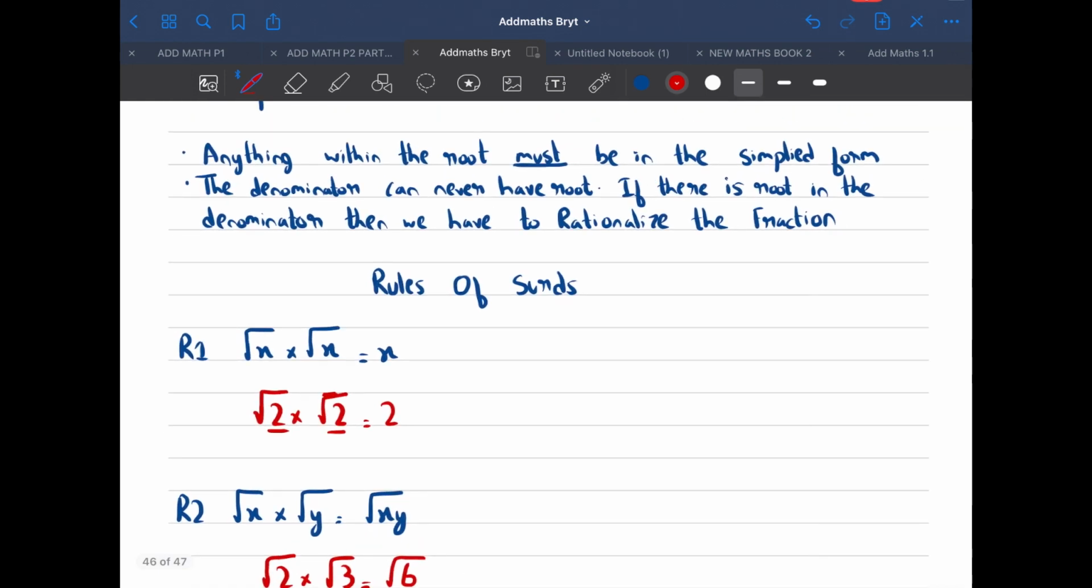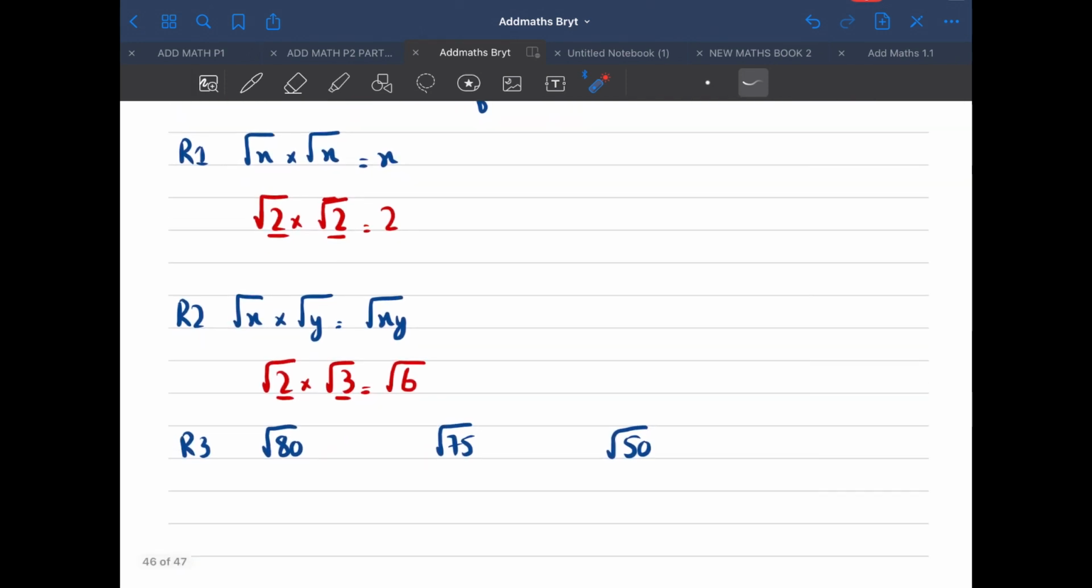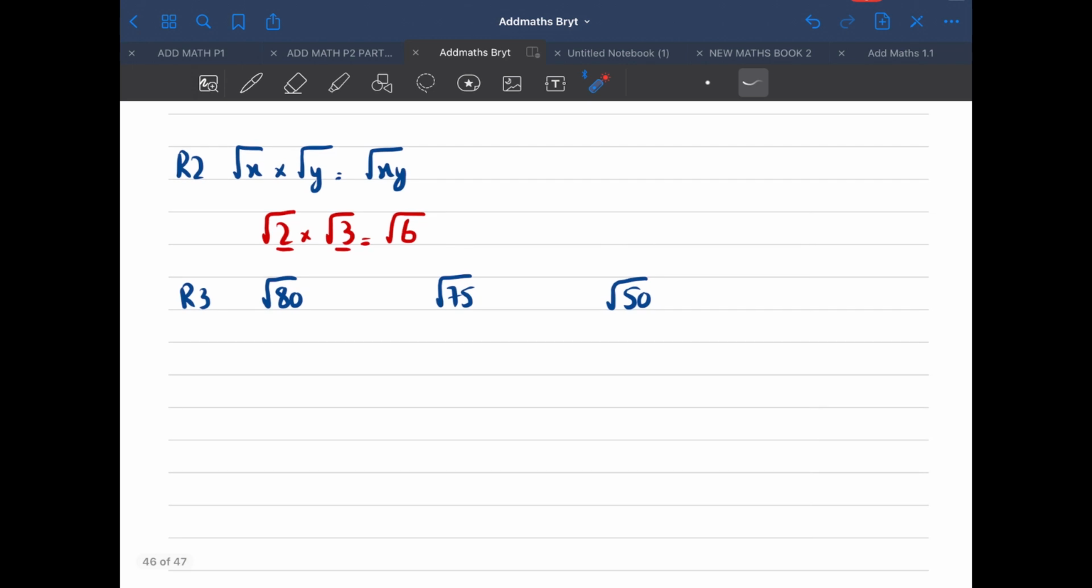Now, the first point we read was anything within the root must be in the simplified form. Rule 3 is based on that. Let's suppose you got under root 80 and you need to write it in the simplified form. You're going to solve it like this. 2 how many times is 80? 40. 2 20s, and then 2 10s, and then 2 5s and then 5 1s.